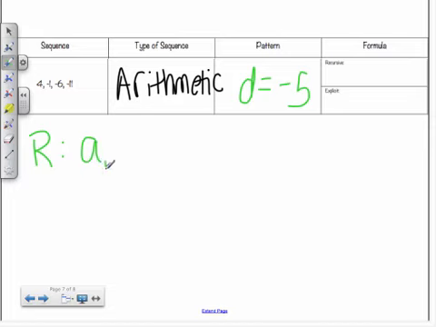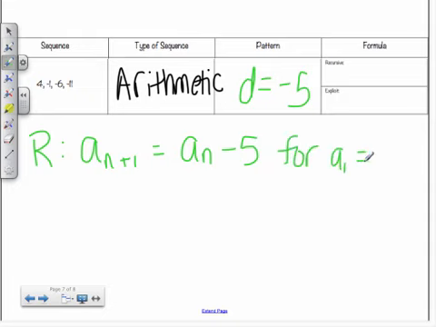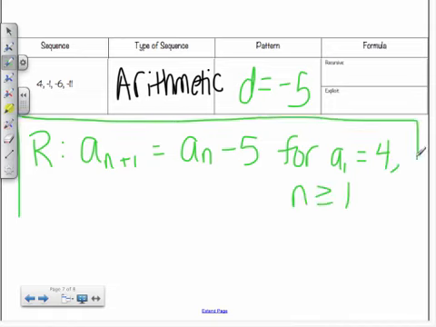Okay, so now let's do a recursive sequence, or a recursive formula. So a sub n plus 1 is going to be equal to the previous term minus 5. So to get each term, I'm just subtracting 5 to get to the next one. So a sub n plus 1 equals a sub n minus 5. Now, that is true for a sub 1 equals 4 and n is greater than or equal to 1. So you can go ahead and fill this into your recursive formula box.